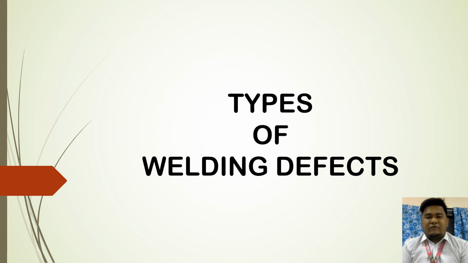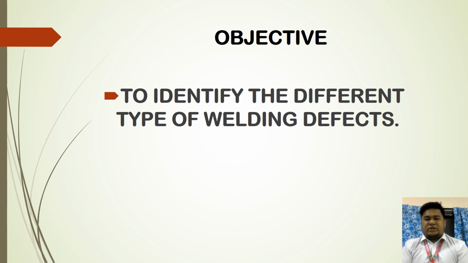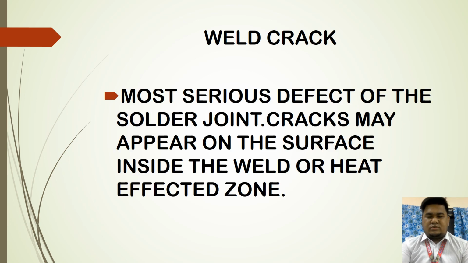Okay, so our topic is all about the types of welding defects. Our objective for this lesson is to identify the different types of welding defects. Okay, so the first type of welding defect is weld crack.